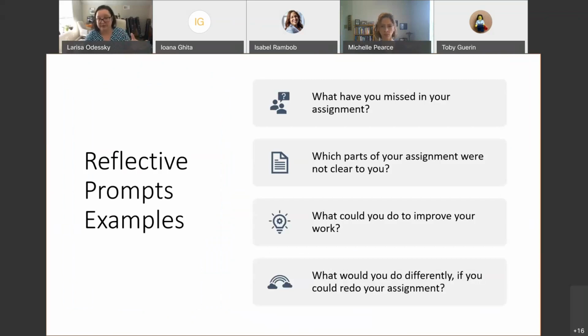So this is an example, like what have you missed in your assignment, or what would you do differently if you could redo your assignment? I am a fan of those types of things.